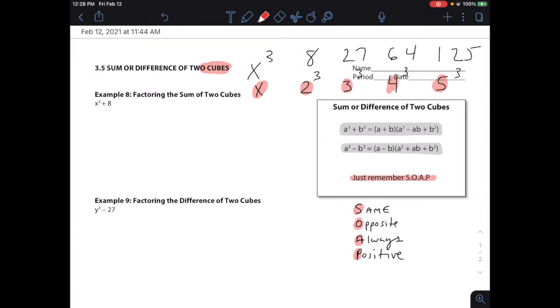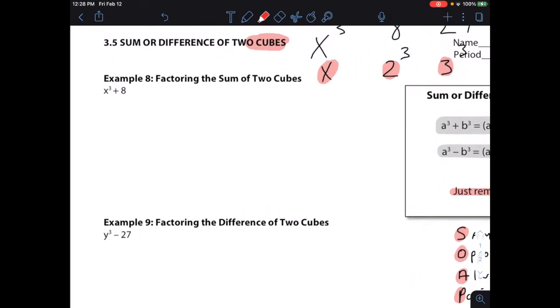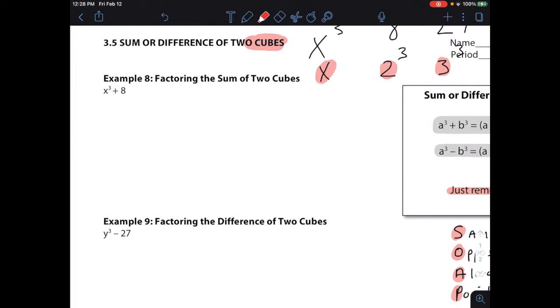All right? So if we just look at the first example, we have x to the third power plus 8. Well, I can look at that and say, hey, my a is x and my b is 2, because x to the third is our a term, 8 is our b term, and I know that 8 is 2 to the third power. And I know that x to the third power is just x times itself 3 times, right? So now I just have to think about, all right, how do I put this into this form?